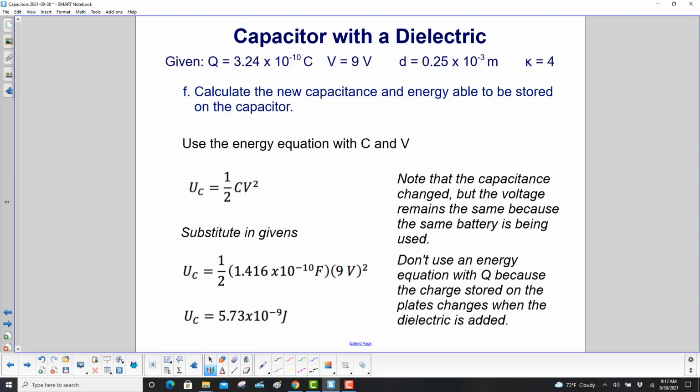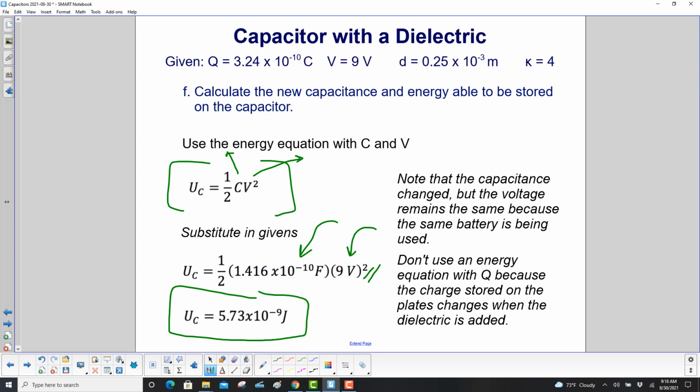We're going to use the energy equation with C and V. V stays the same. We have the same battery, and the capacitor is still hooked up to it. And we have a new capacitance that we calculated on the previous slide. So we plug that new capacitance in. We have our voltage. Again, make sure you remember to square it. We get a new energy storage of 5.73 times 10 to the minus 9 joules.